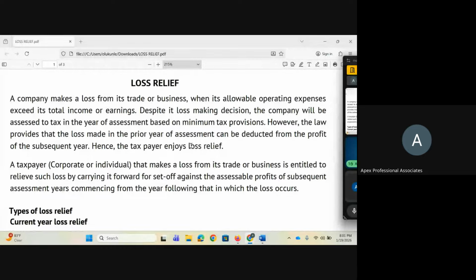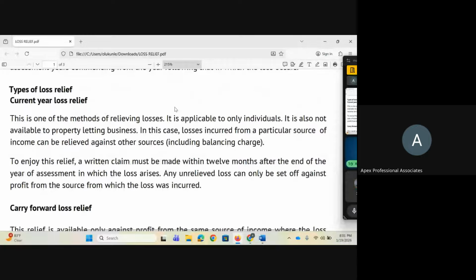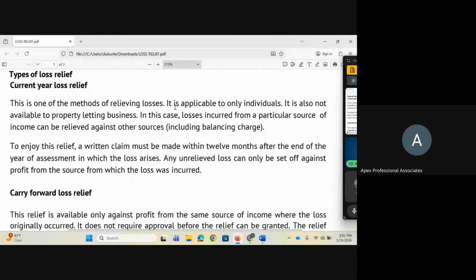To put it simply, loss relief is a relief granted to a taxpayer for making losses in a prior period. There are two types of loss relief, although some people call it three. The first one is the current year loss relief, applicable only to individuals, and it is not available for property letting business, that's rental businesses.